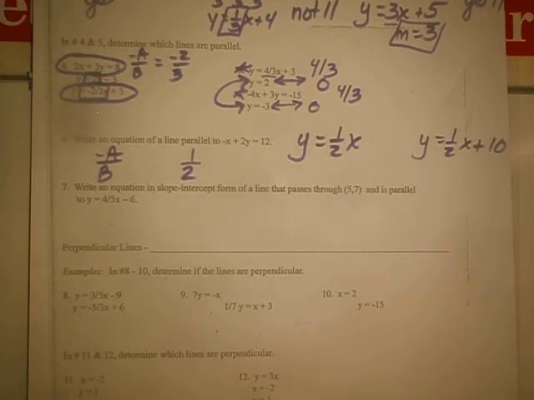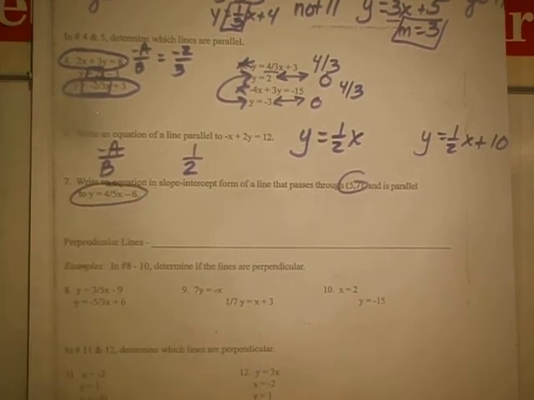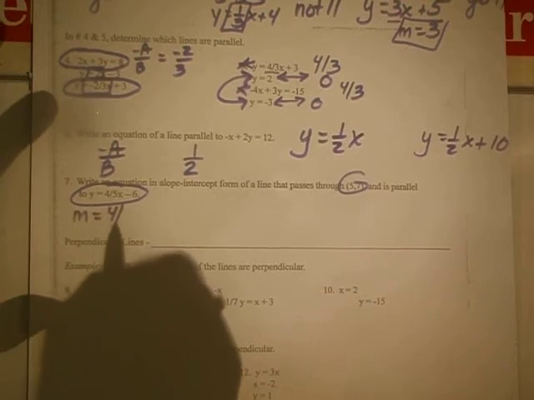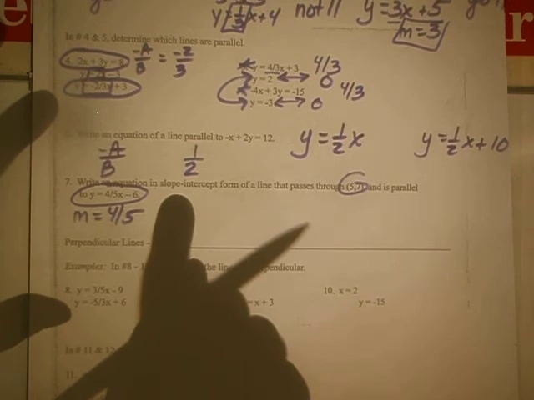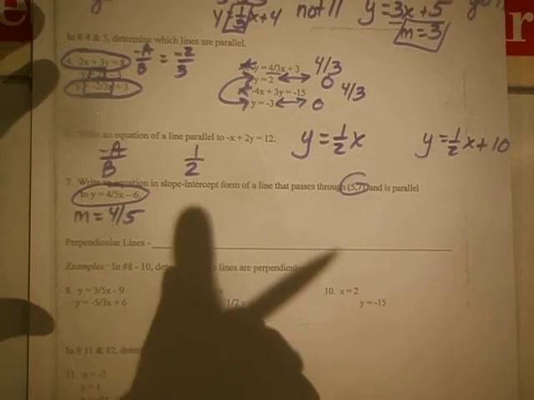Number 7, write an equation in slope-intercept form of a line that passes through (5, 7), and it's parallel to this line. If it's parallel to that line, your lines have the same slope. And the slope in this case is 4/5, the number in front of the x. And we are asked for slope-intercept form. We actually start with point slope and then work to that one.